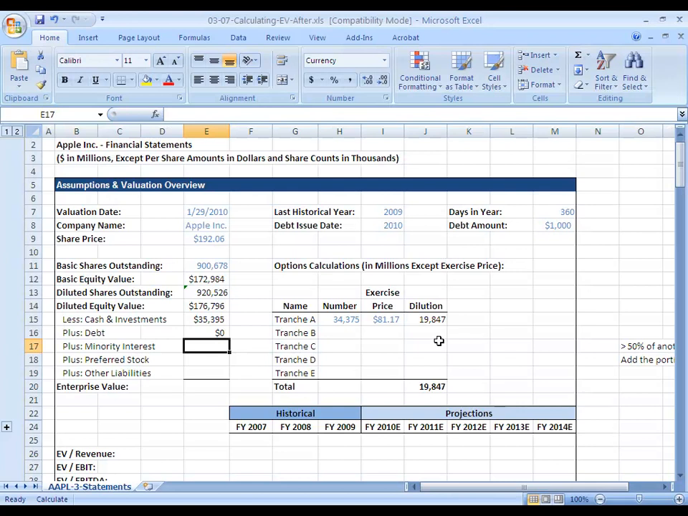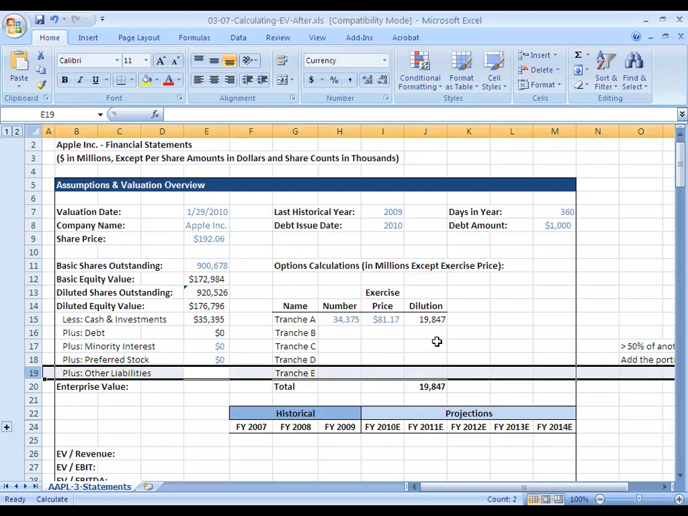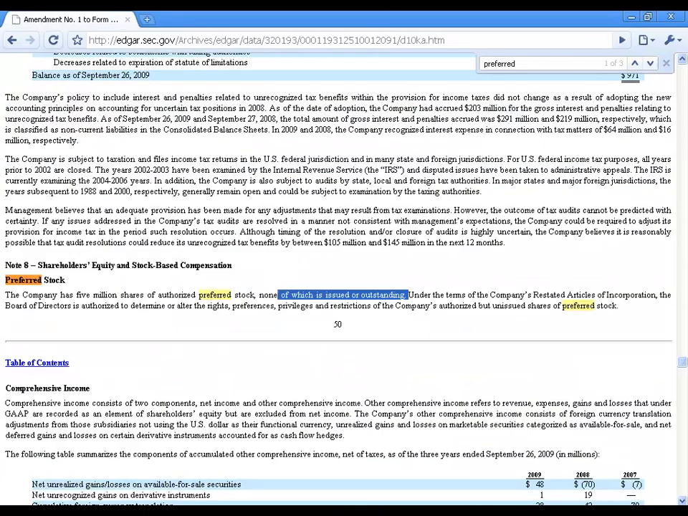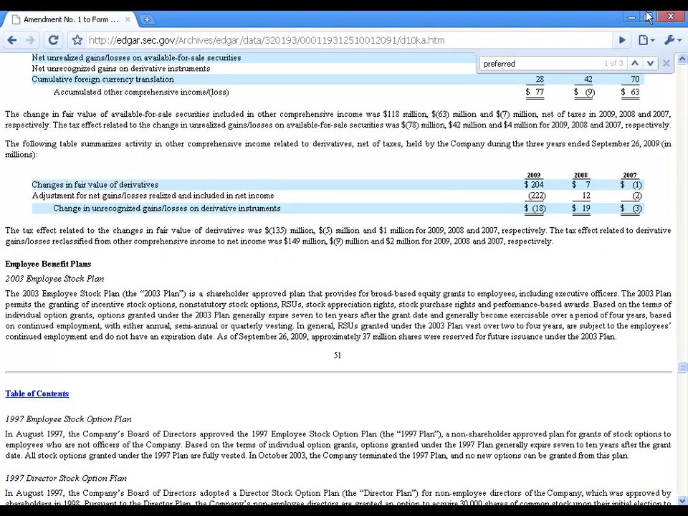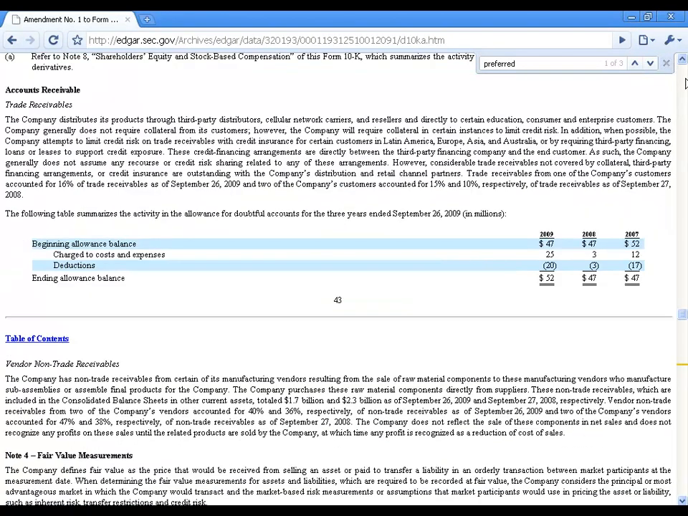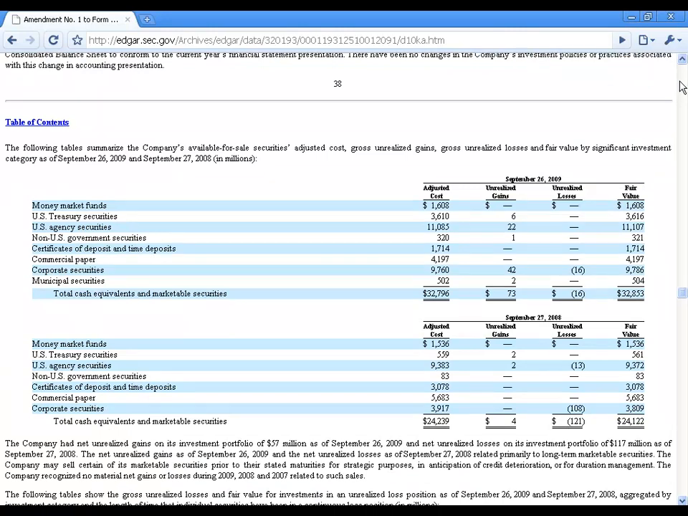So I'm going to go back and enter 0 for minority interest and 0 for preferred stock. Now this other liabilities item, we're going to go into more detail on this one in the next video, but suffice to say that oftentimes with companies you have other types of obligations and liabilities that must be repaid as well. To show you a few examples of this, let's go back to the filing again, the 10K. And I'm just going to scroll to the top here.